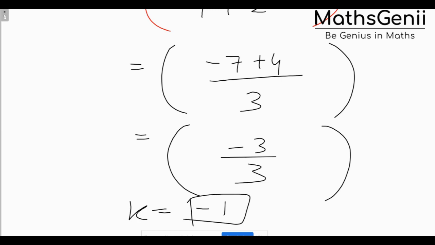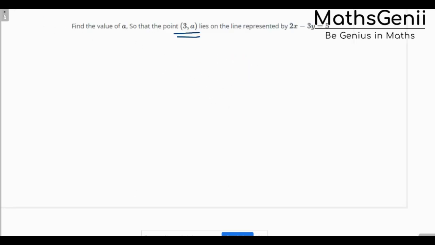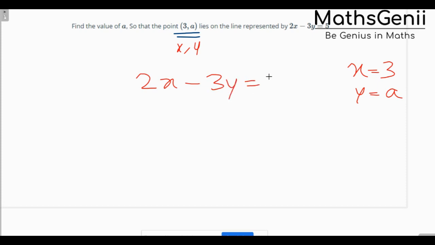This is your answer. Next question, find the value of a so that 3a lies on the point. So whenever you have lies on the point, you can substitute. So here, first term is always x, second term is always y. So x I can put as 3, y I can put as a. This is my question. In the question, in place of x, I'm going to put 3. In place of y, I'm going to put a.